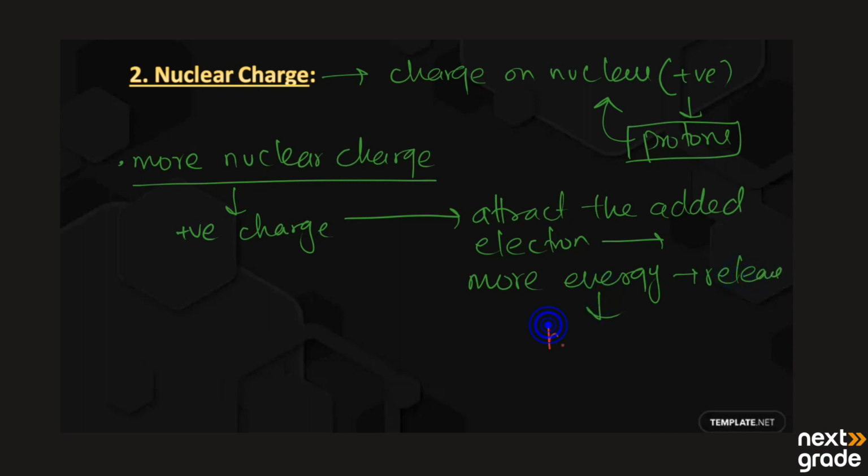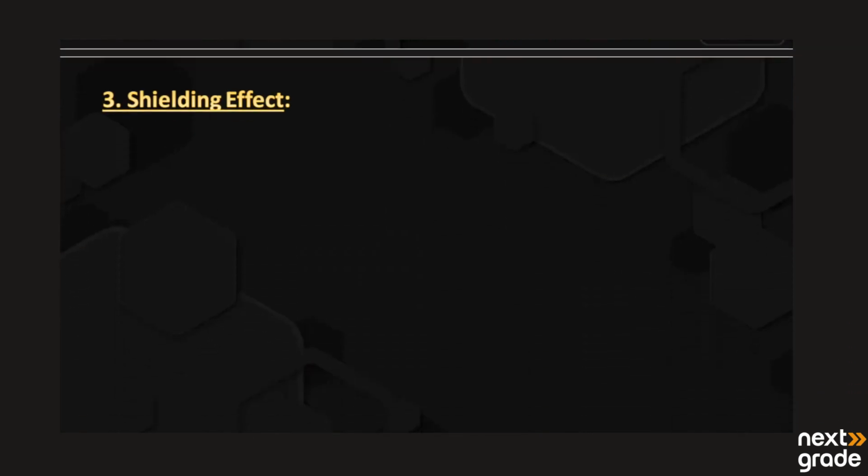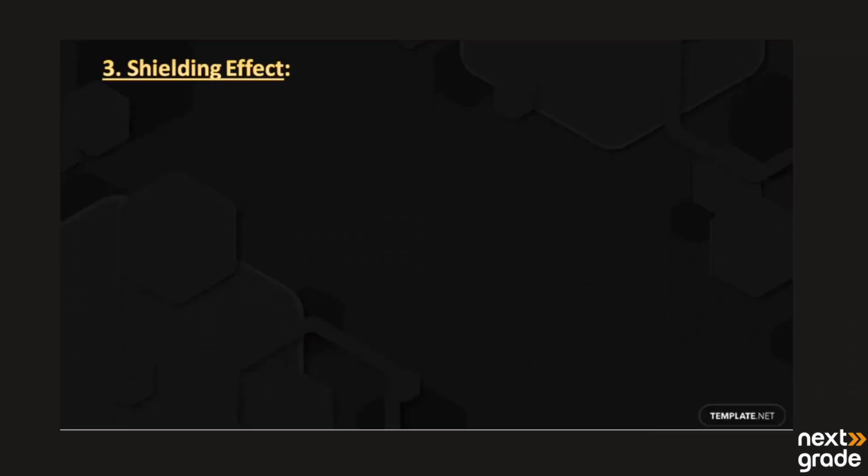It means there is higher electron affinity. So there is a direct relation between electron affinity and nuclear charge. When nuclear charge is higher, then electron affinity will be more. This is a simple relationship between the nuclear charge and electron affinity. If nuclear charge is higher, then electron affinity will also increase. Next, we have the third factor that can affect the electron affinity as well.